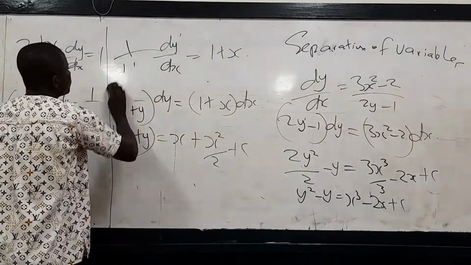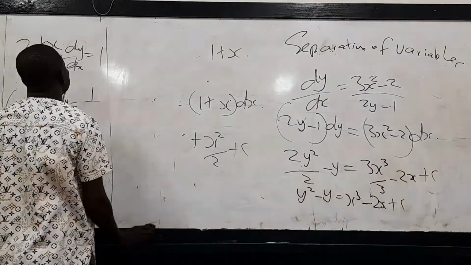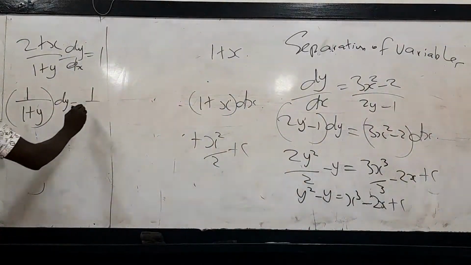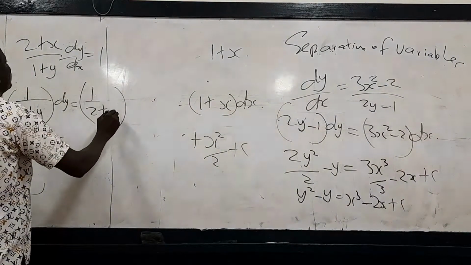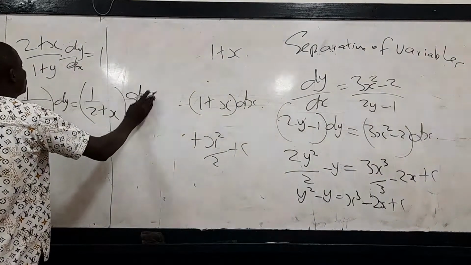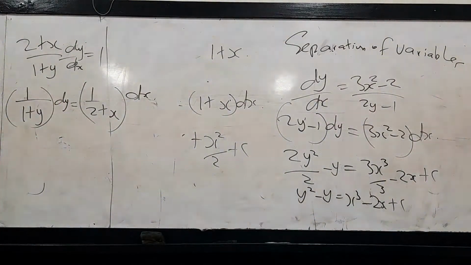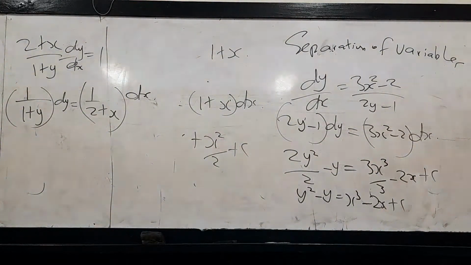Let me just clean here. This is separation of variables. Try and get it. 2 plus x, dx, correct. So over here, what are you supposed to do? What are you expecting to see? You are expecting to see something interesting.